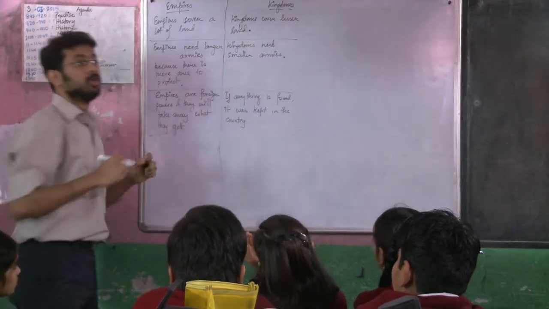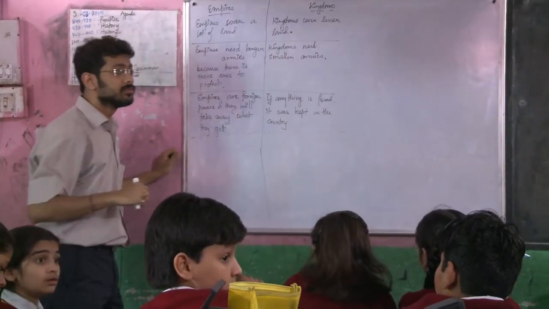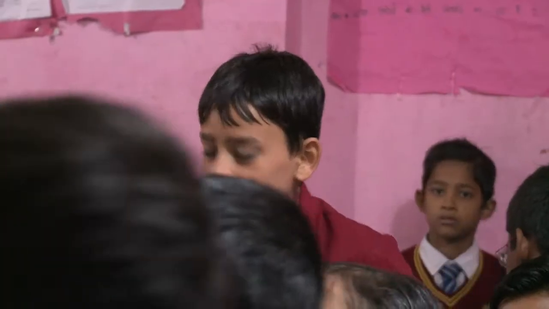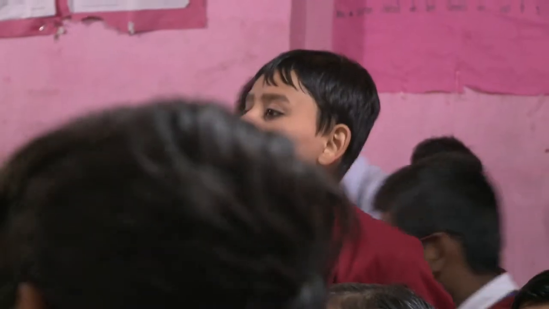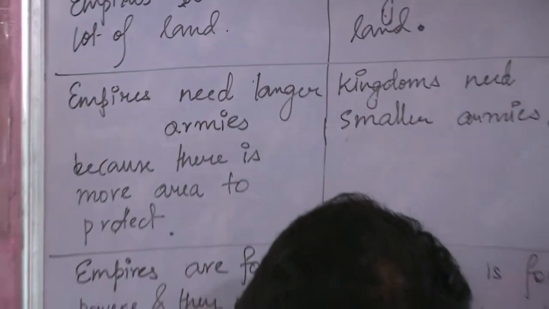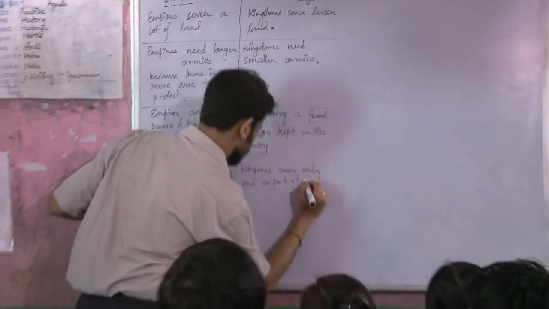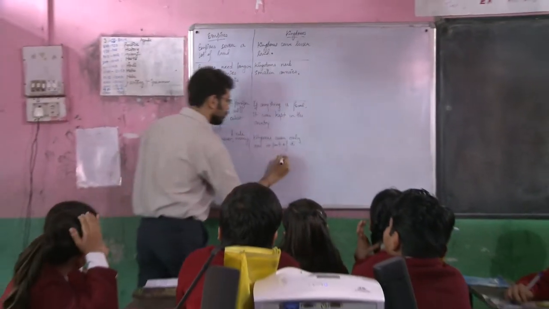Okay. Group number 5. Their empire covers and rules many countries or a part of a country. Only one or. Okay. Thank you. Sit down. You have written kingdom for only one or part of a country.